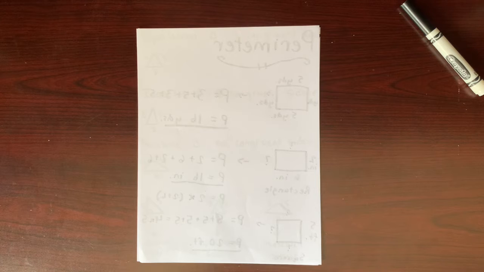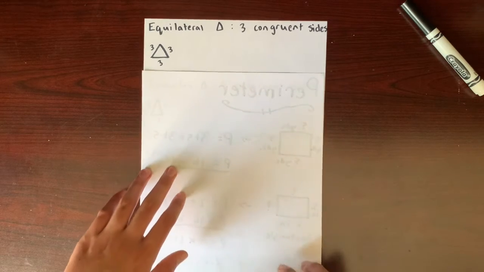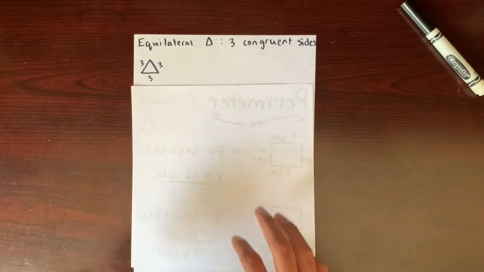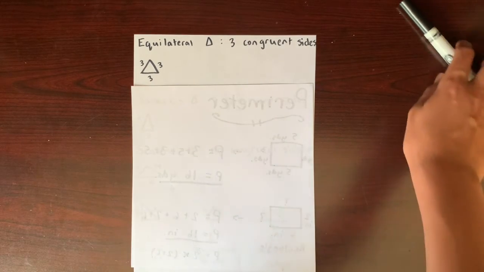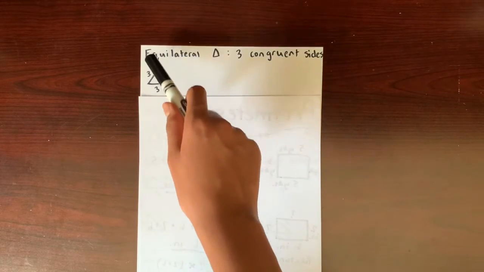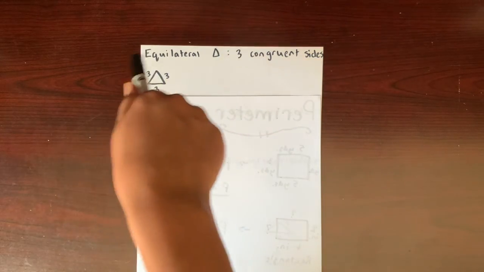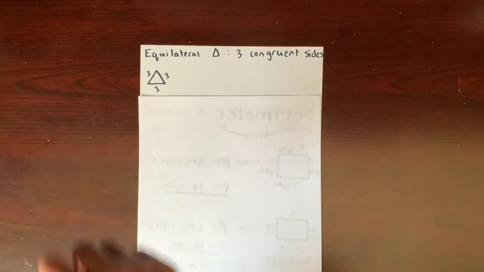The other way we can classify different triangles is by their side lengths. The first type of triangle is called an equilateral triangle. And an equilateral triangle has three congruent sides, or three sides with the same length. So we can see here, this is a triangle with side lengths 3, 3, and 3. And since all the sides are the same length, that makes this an equilateral triangle.